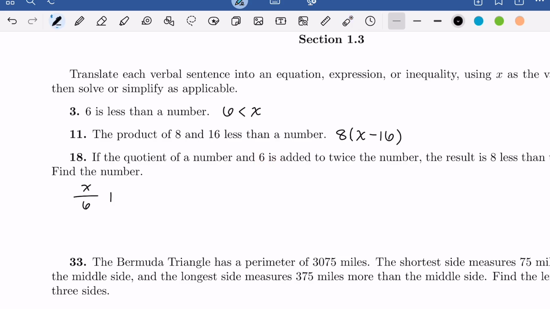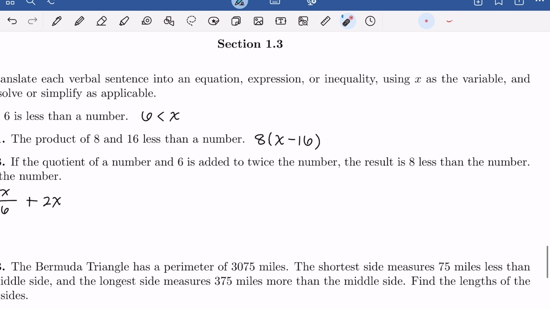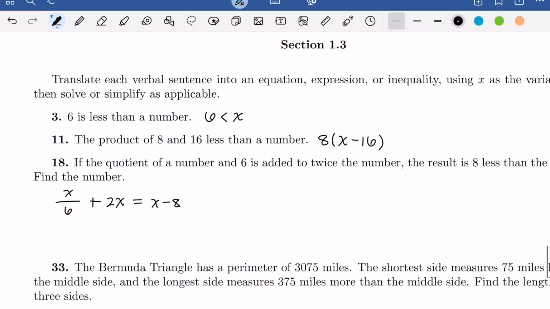So we're going to have this plus sign, and it's added to twice that number, so it's going to be 2 times our value for x. Now this result, so we're going to have our equal sign, is going to be 8 less than the number. So we're going to have 8 less than x. Now from here, we can simplify and solve for our variable x. The first thing that we're going to do is get rid of this fraction.